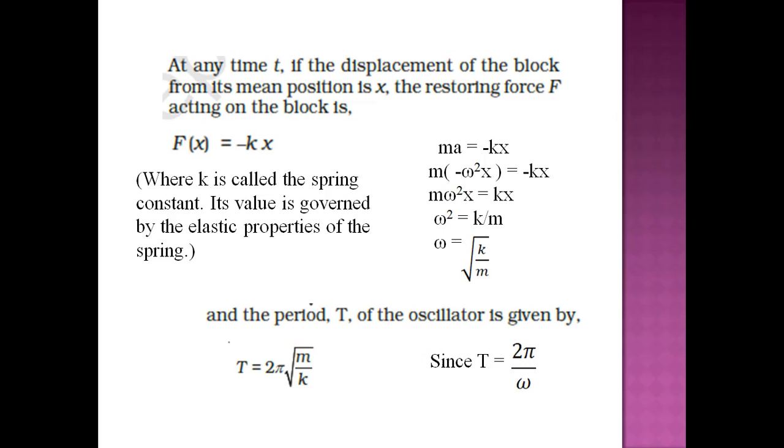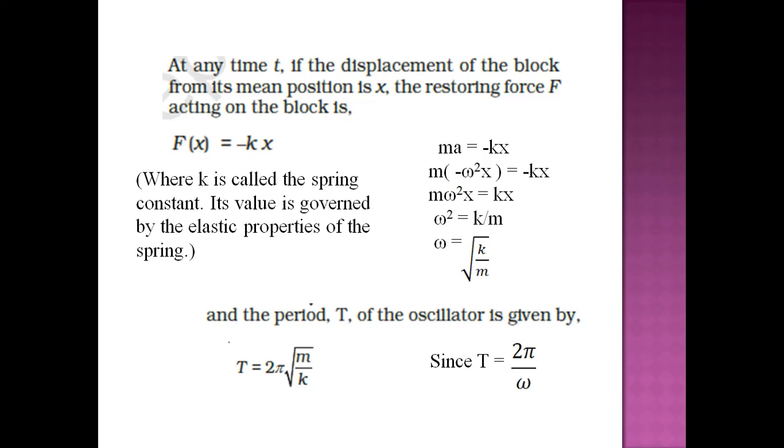Now, at any instant t, if the displacement of the block from its mean position is x, then the restoring force F acting on the block is Fx equal to minus Kx. So what is restoring force? Restoring force is the force that tries to bring the oscillating bob to its mean position or to its equilibrium position. It will always act in the opposite direction to x. So from the center, if x extends outwards, then the restoring force will act inwards. That is why we have a minus sign in the formula.